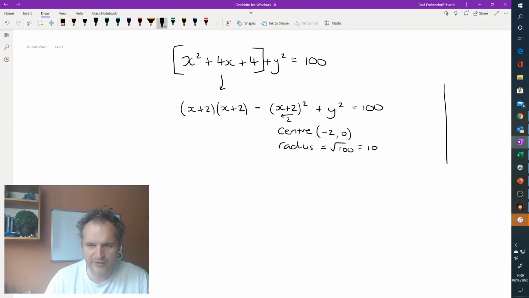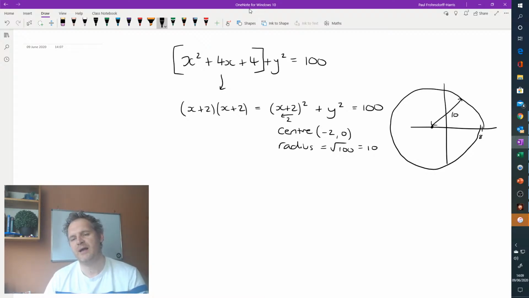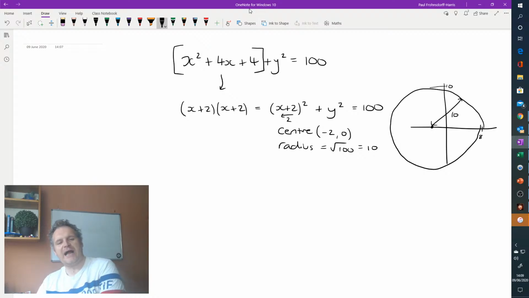And so we can draw it. We go minus 2, 0. That's going to be 8. Nice big circle. Not the best circle I've ever drawn, but hopefully you can see what I'm talking about. And that would be 10, that distance there. Okay, so we're just trying to show that you can actually manufacture the circle from the equation. You can even sometimes have to do some tomfoolery.